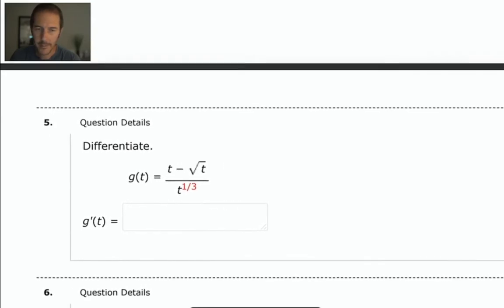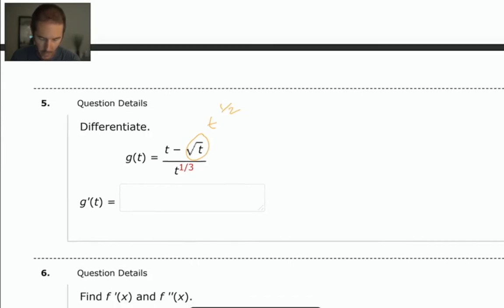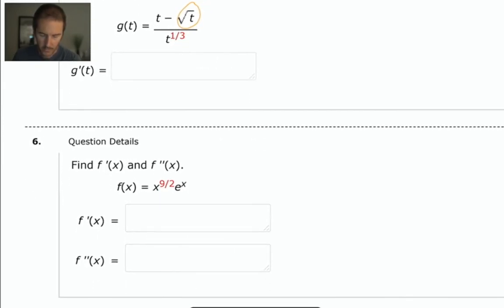Number 5, quotient rule. Pretty typical. Remember that this is the same thing as t to the 1/2 power. Number 6, you're being asked for the first and second derivative. Don't forget that the derivative of e to the x is e to the x, and the derivative of x to the 9/2 power is 9/2 x to the 7/2. Take that exponent, multiply it out front like it's a coefficient, decrease the exponent by 1. So 9/2 would become 7/2 in this case.